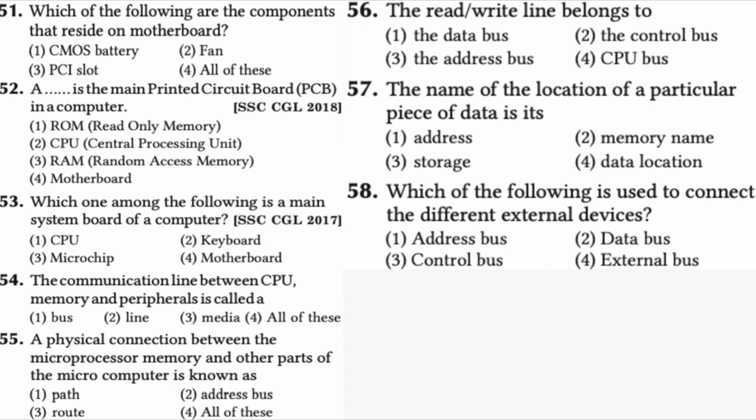Now, let's explore question 55. A physical connection between the microprocessor memory and other parts of the microcomputer is known as. Here, the correct answer is 2. Address bus. A physical connection between the microprocessor memory and other parts of the microcomputer is known as an address bus, defining specific locations in the memory.